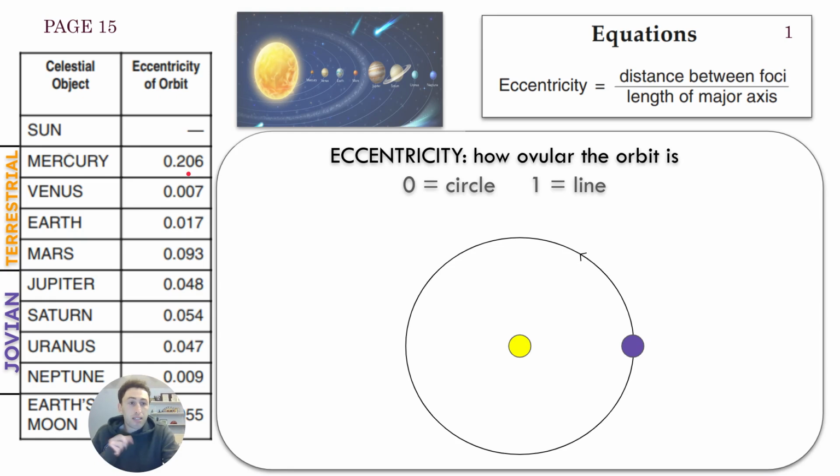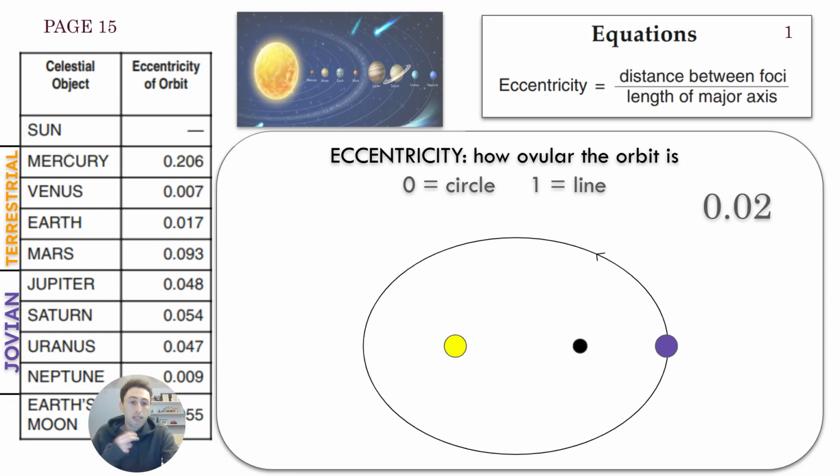The equation for that is on page 1 of the reference table, and you have to know it for the practicals. The eccentricity is equal to the distance between the foci over the length of the major axis. I'm not going to get into it so much now, but it's for the practicals. This would be 0, and then this would be, let's say, 0.02.